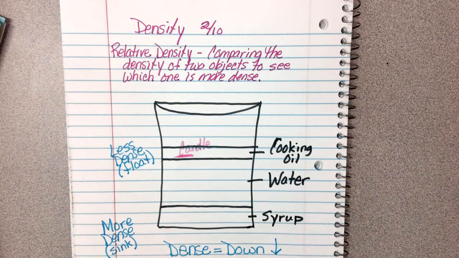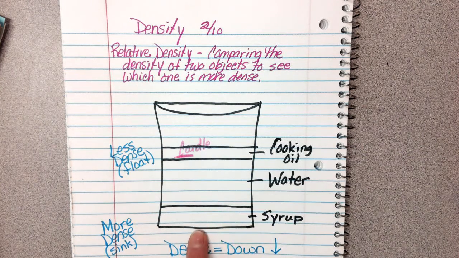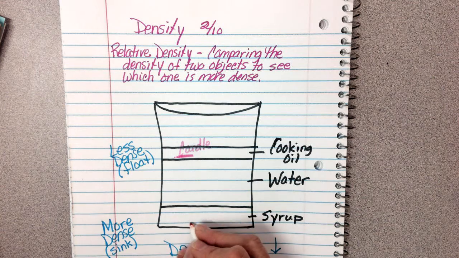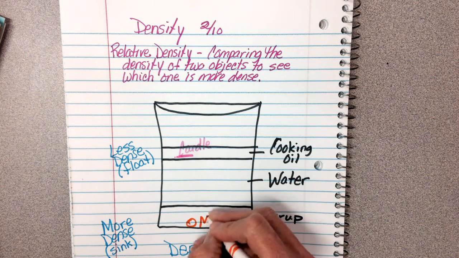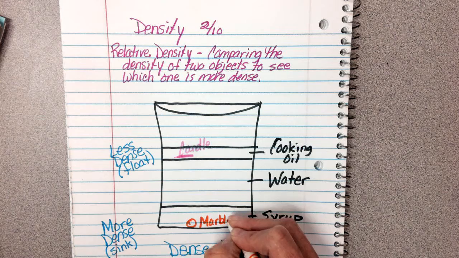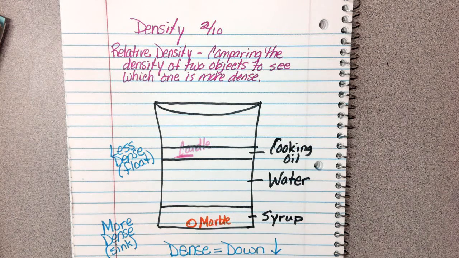And we also had that marble, and if we remember, the marble sank all the way down to the bottom. It was more dense than the syrup. It sank to the bottom. So we're going to put the marble at the bottom. It was more dense than the syrup.